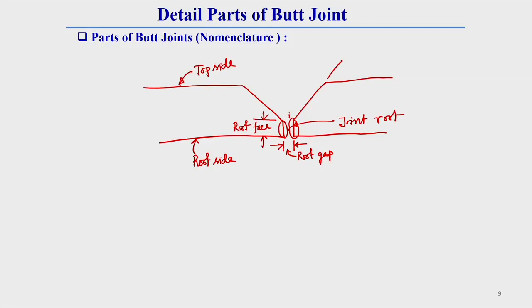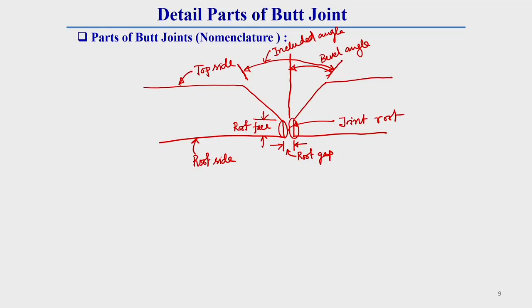The angle between a bevel and a perpendicular plane is called bevel angle, and the angle of the two members, that means this and this, is called included angle.